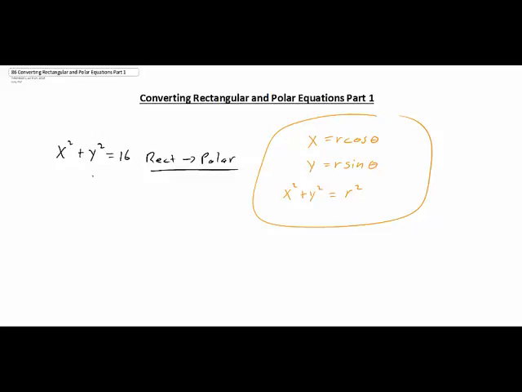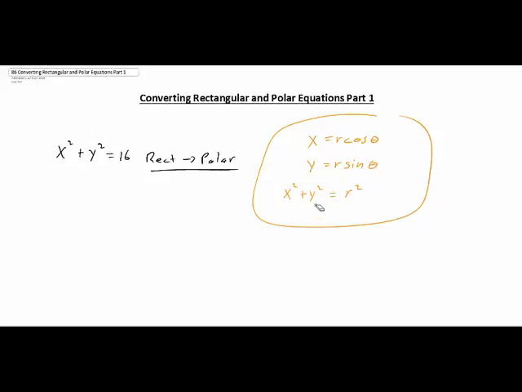To do that, we're simply going to use the formulas over here. We want to substitute in, so that means we want to cancel out x and y and change everything to either r or theta. Well, this one's going to be easy enough because we have x squared plus y squared, and over here we see that x squared plus y squared is simply equal to r squared.